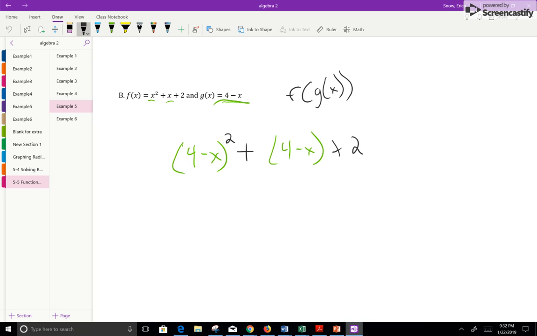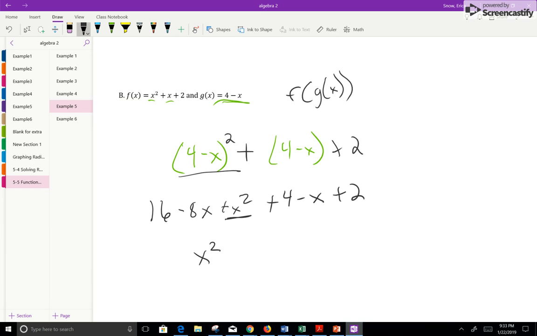So now, in order to simplify this, we actually have to do all of these operations. So we're going to square this. We get 16 minus 8x plus x squared plus 4 minus x plus 2. And then remember, guys, to combine your like terms.